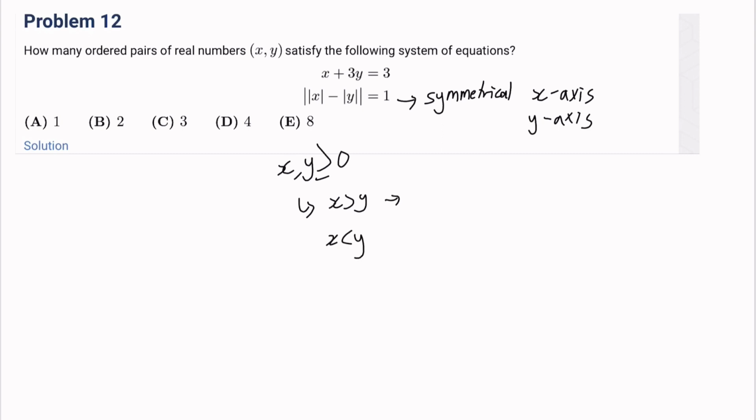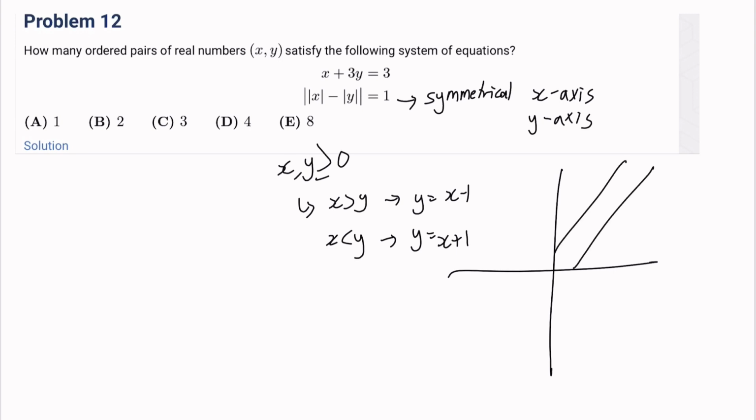And so if x is greater than y, then this would be positive. So x minus y equals 1. Y equals x minus 1. And for this one, y would equal negative x plus 1, right? No, sorry, y would equal plus x minus 1. No, plus x plus 1, right? And so we would have a graph that looks something like this, right? Because y is x plus 1 is right here, and y is x minus 1 is right here, right?